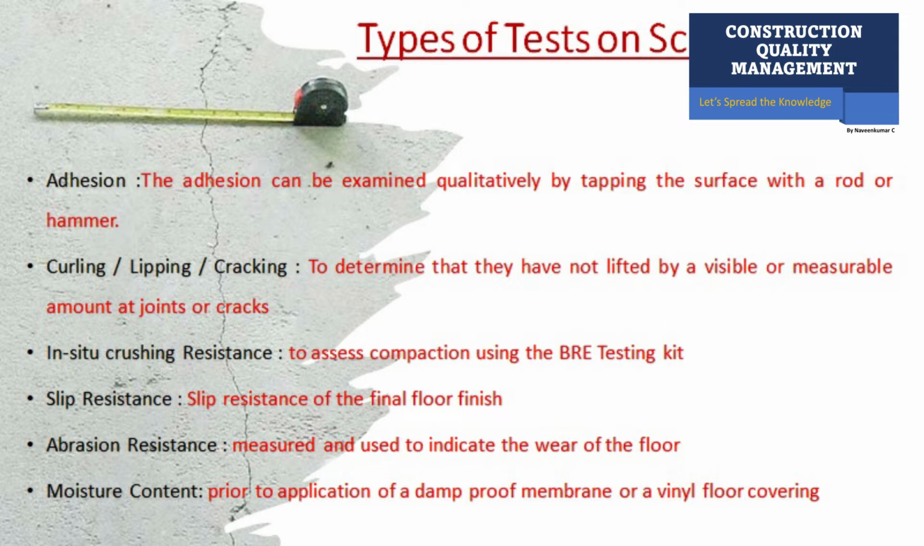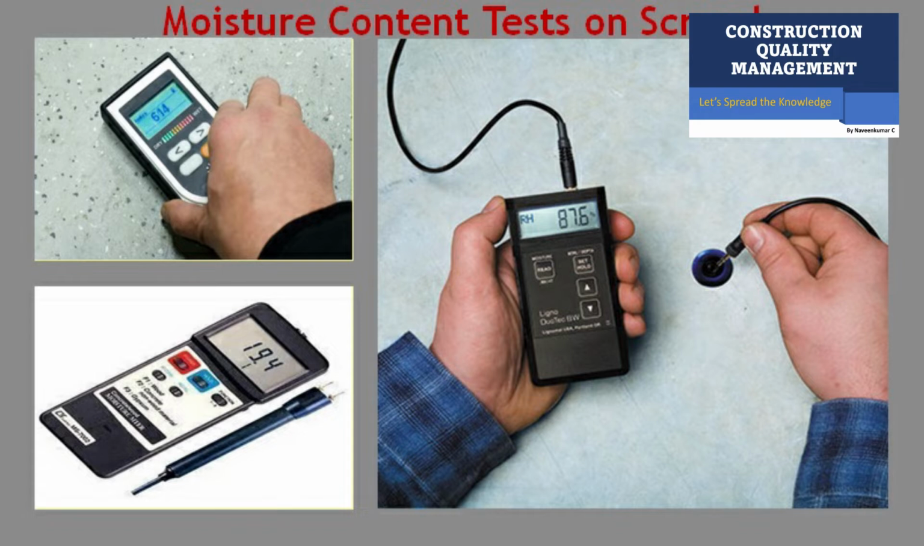So let us go in depth into each and every test, how it will be done and what apparatus is to be used for which one. On the surface we have to test for moisture content as well, because any kind of membrane, damp proof membrane or vinyl flooring, these kinds of overlays need a very dry surface. So we need to go for a moisture content test on the surface, using a moisture meter. You can see a photo here for your reference.